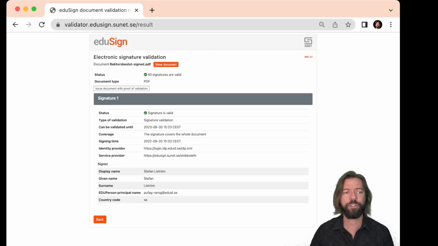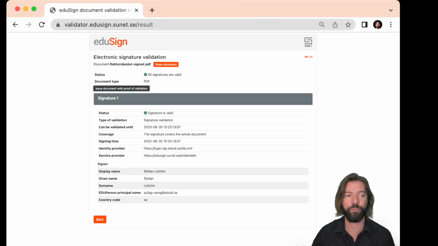But as I mentioned before, the certificate for a single signature by a person is usually only valid for a year, which can be a little inconvenient at times. So what you can do to be able to validate signatures and documents for a longer time is download a document with a proof of validation.